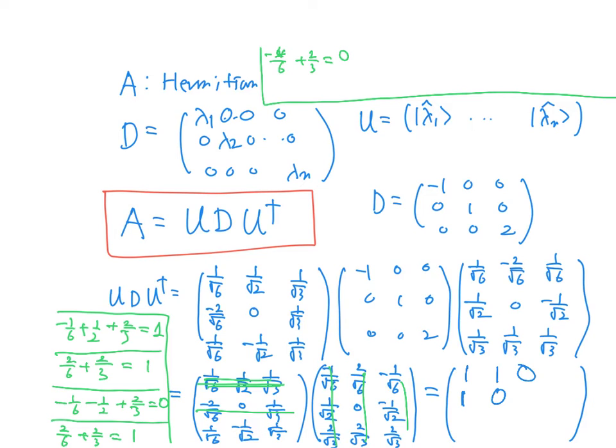So let's do this. This and this. So I'm going to... Oh. So this 2 over 6, right? Plus 2 over 3. 1. 1, right? Okay, good.